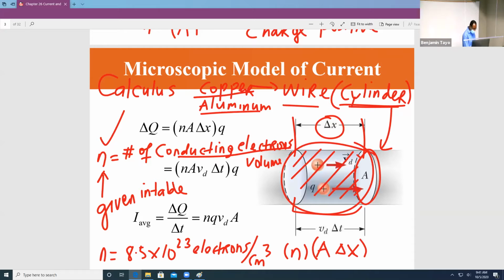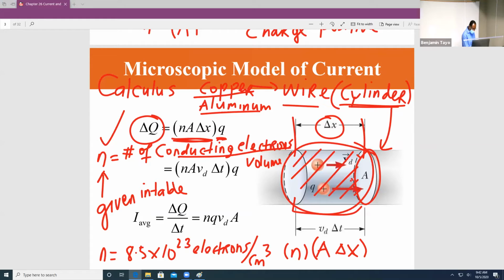That's where you see this term coming from here. So that's the total number of electrons that I have in this volume. And then if you multiply that by the charge of one electron, it gives you the total amount of charge that you have in this volume here. So it's given by that equation.